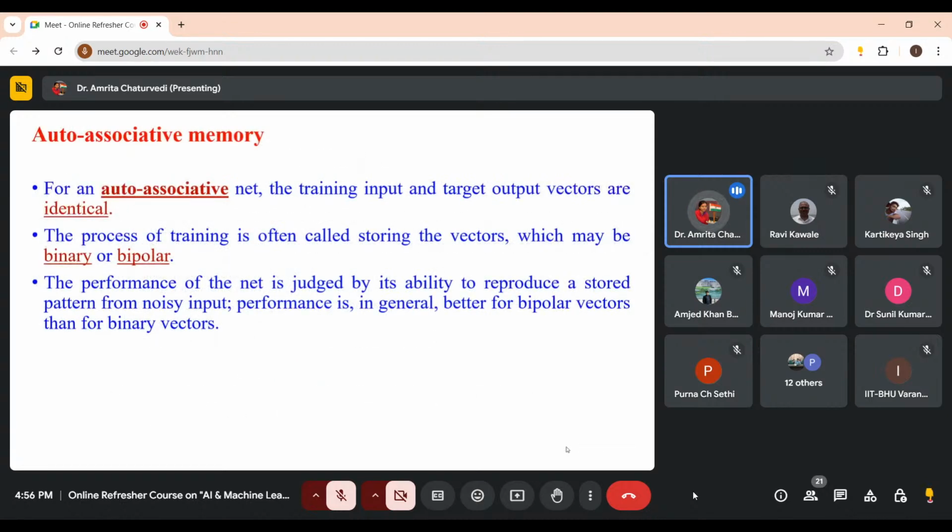So for an auto-associative net, the training input and target output vectors are identical. The process of training is called the storing of the vectors. Now these vectors can be binary or bipolar. The performance of the net is judged by its ability to reproduce a stored pattern from noisy input, and performance is in general better for bipolar vectors than for binary vectors.